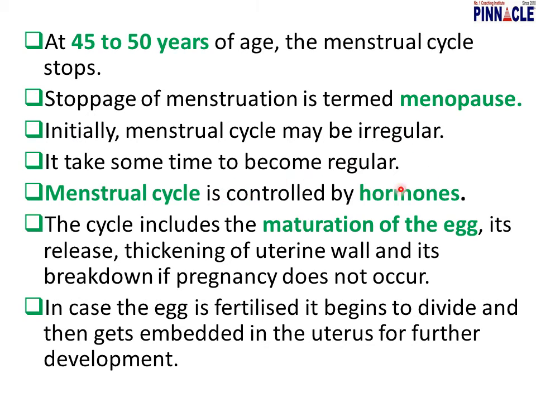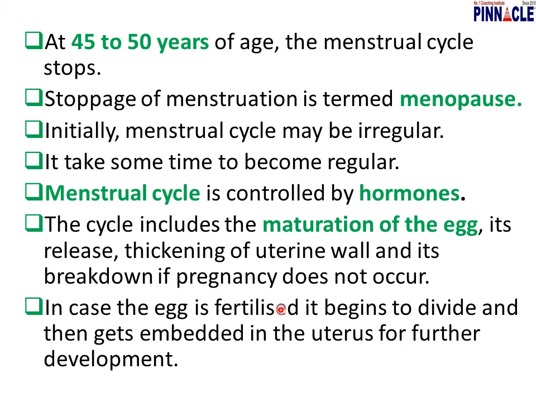The menstrual cycle is controlled by hormones, and the cycle includes the maturation of an egg, its release, thickening of the uterine wall, and its breakdown if pregnancy does not occur.